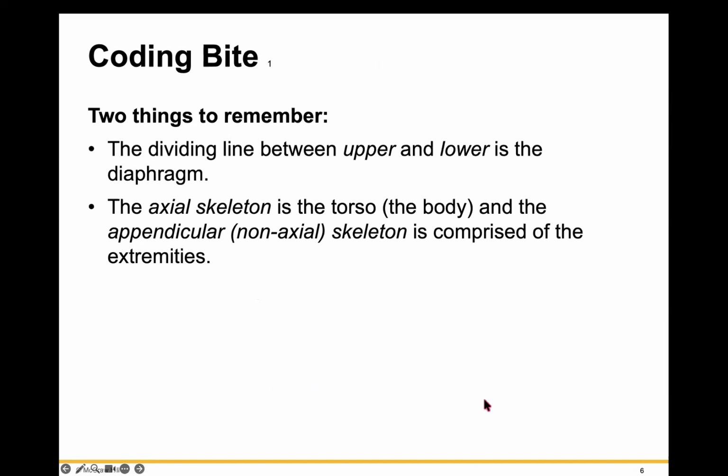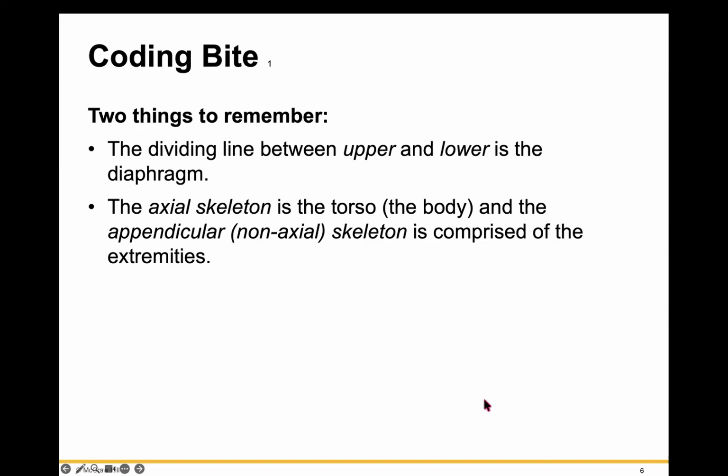So here's a coding bite or bit for you. This is a practical tip that can make a big difference when you're working with imaging codes. So I have a question for you. When you're coding an imaging procedure, do you know how to distinguish between the upper and lower parts of the body? The dividing line is the diaphragm. Everything above the diaphragm is considered upper and everything below is lower.